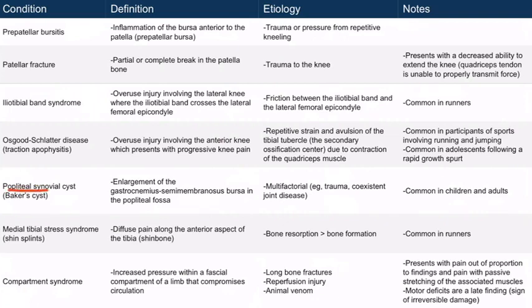A popliteal synovial cyst, or Baker's cyst, is an enlargement of the gastrocnemius semimembranosus bursa in the popliteal fossa. I'll show you a picture of this in a second. The etiology is multifactorial and likely beyond the scope of step 1, but briefly, this may occur due to trauma to this region or because of coexisting disease of the joint. It's common in children and adults.